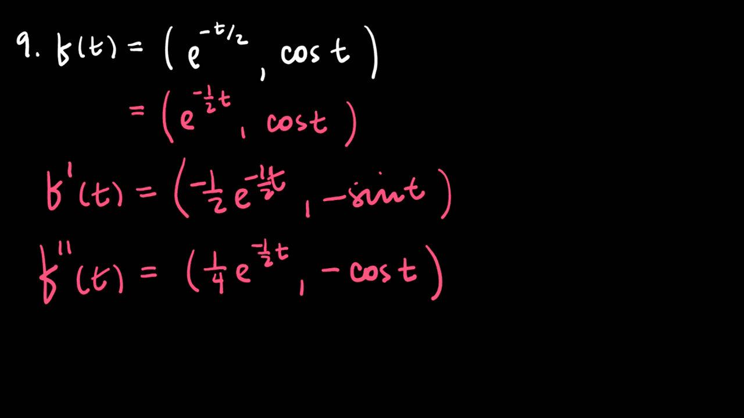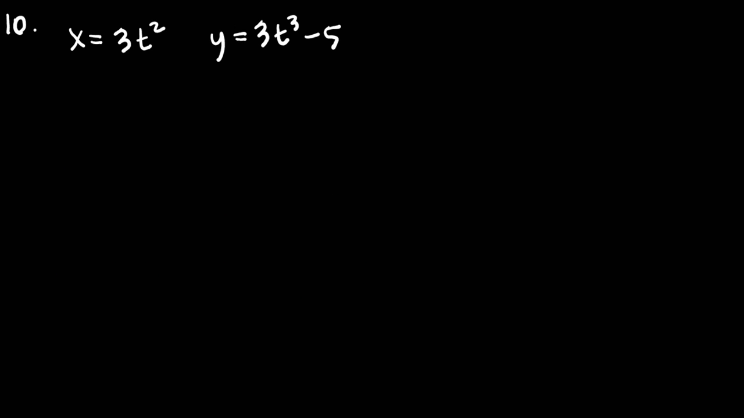Okay, so the next question is asking about the concavity of a curve. Now we know that if we're trying to find the concavity of something, we need to find the second derivative of y with respect to x. And we also know how to find that. That's going to involve dy dx and dx dt. So I need to take y prime and x prime. Y prime is equaling 9t to the 2, and x prime is equaling 6t to the 1st.